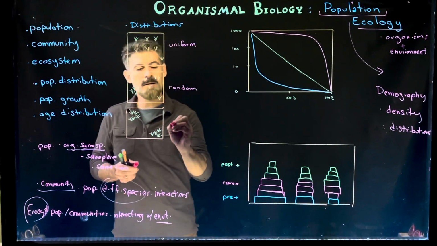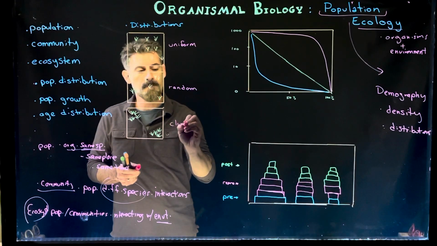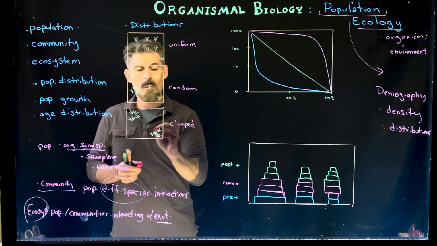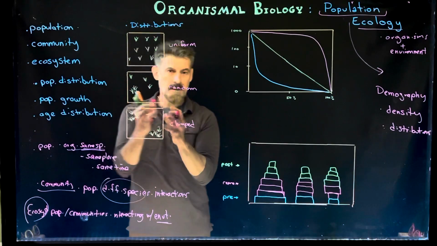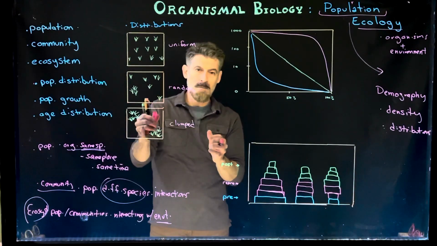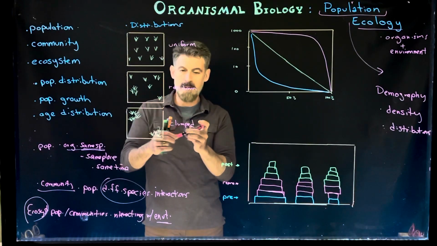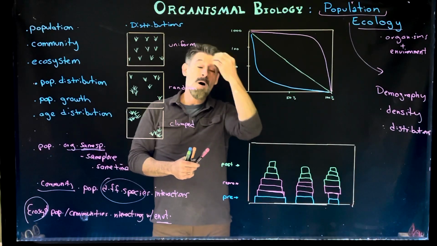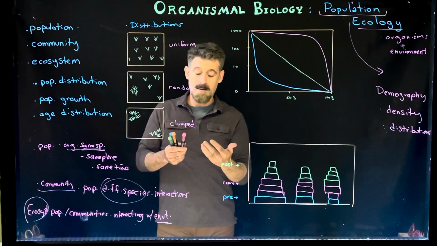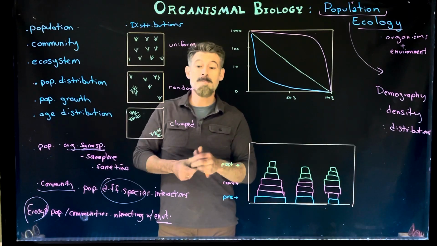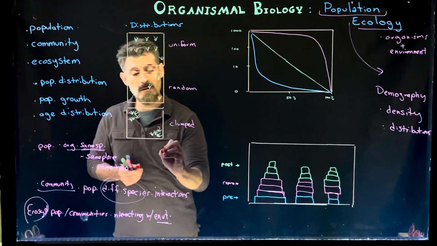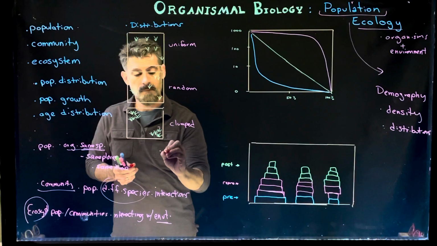And then we're going to find a clumped distribution, where we tend to find individuals all together in one area, and then no individuals, and then again individuals together in another area. So what are the factors that will affect this? Well, there are a number of factors that affect this.